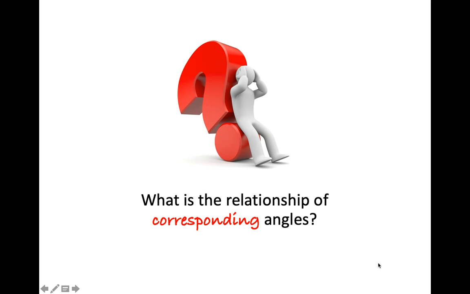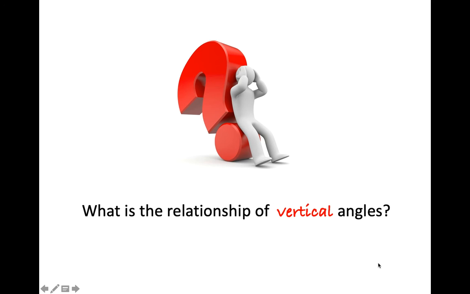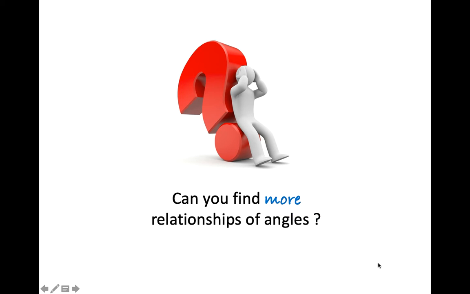Now, what I want to look at next in this next part of the video is what is actually the relationship of some of these angles. Now, we know some of them already, so this should be a review. What is the relationship of corresponding angles? We learned in previous lessons that corresponding angles are equal to one another. The second one we reviewed and looked at was that the relationship of vertical angles were also equal to one another. So we're going to use these two facts to help us get a few more relationships of angles.